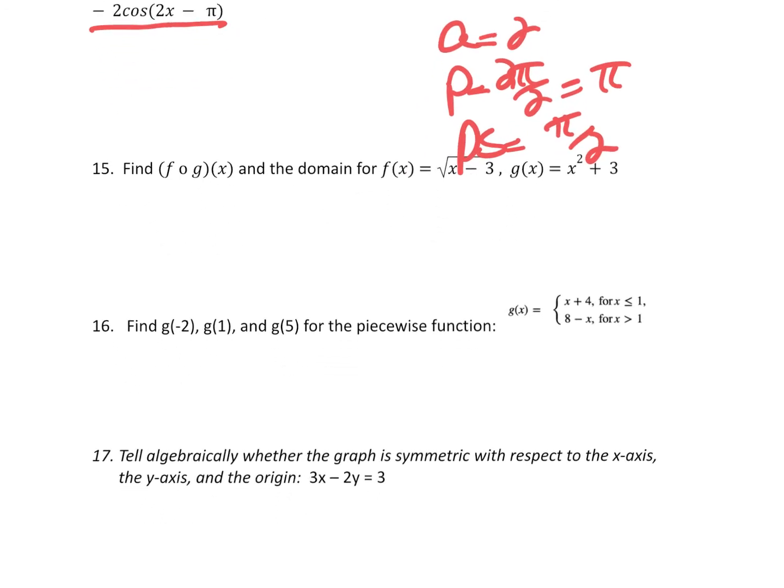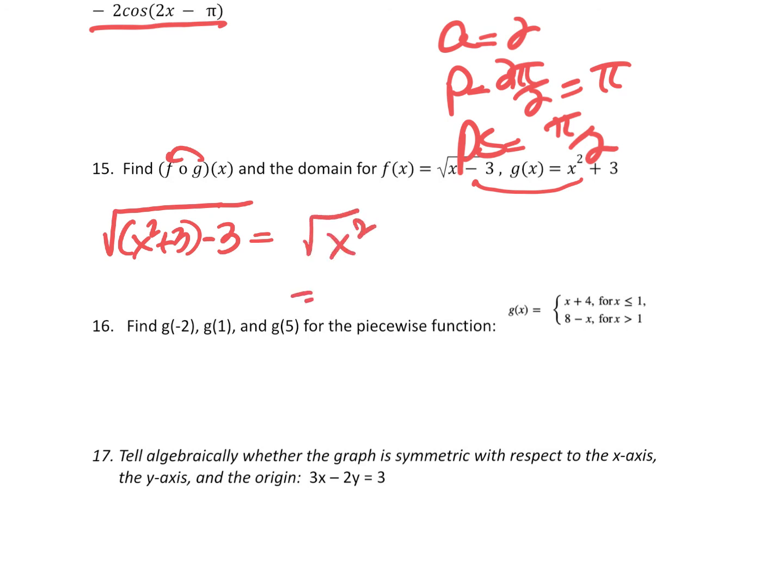15. Find f of g of x and the domain. F of g of x means you take function g and plug it into f. So I'm plugging function g, the x squared plus 3, in there for x, and it will look just like that. Hopefully you look at the 3's and think to yourself, they're going to cancel. So it leaves me the square root of x squared, which is x. So there's f of g of x.